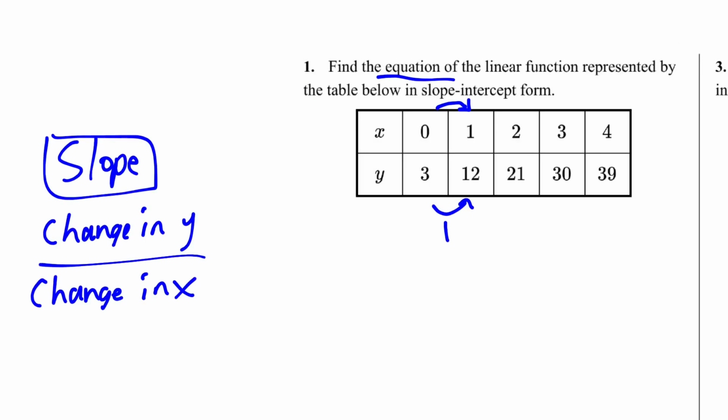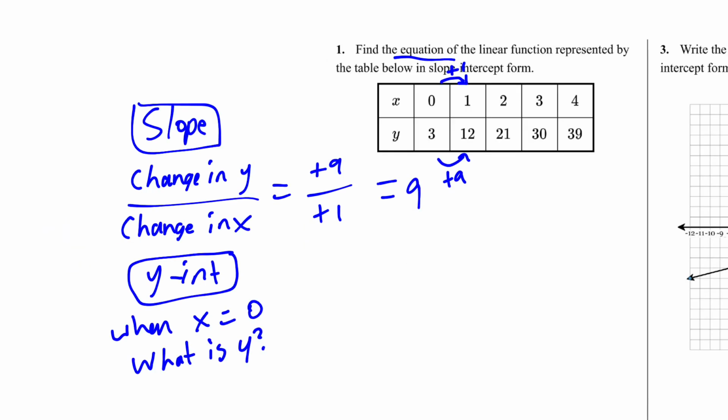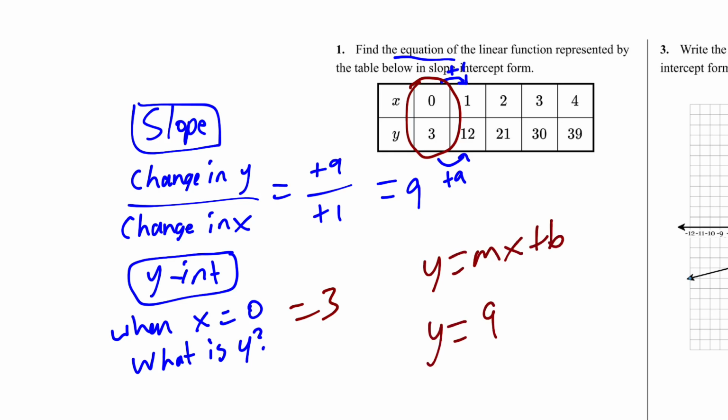If you pay attention to these patterns, it's plus 9 for the y's and plus 1 for the x's. So that's going to be plus 9 and plus 1, and our slope is going to be 9. To find our y-intercept, we look at when x is 0, what is y? That's right here. That's going to be 3. So we put these two together into our equation, y equals mx plus b. We replace m with 9, our slope, and we replace b with 3, our intercept.